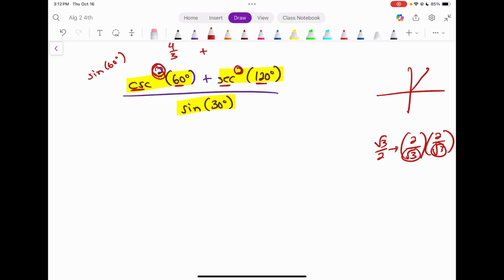Plus, our second answer, the secant of 120. The brother of secant is cosine.